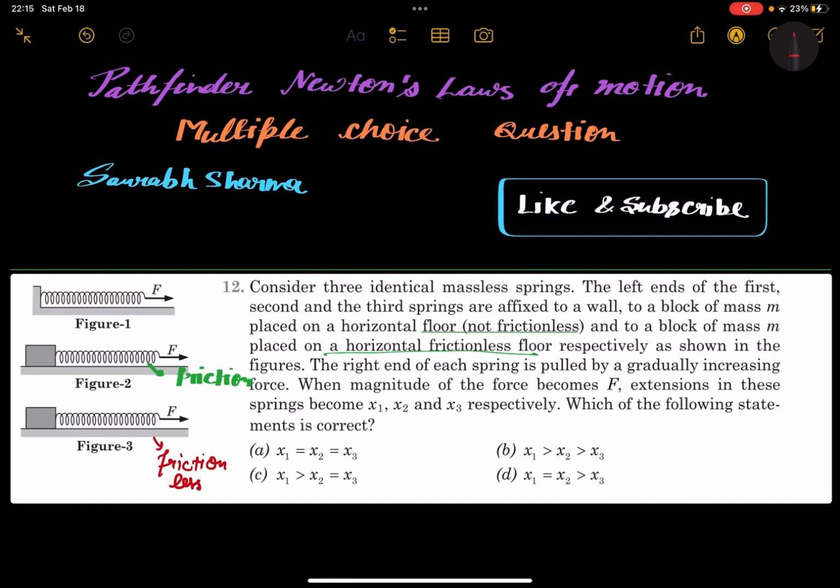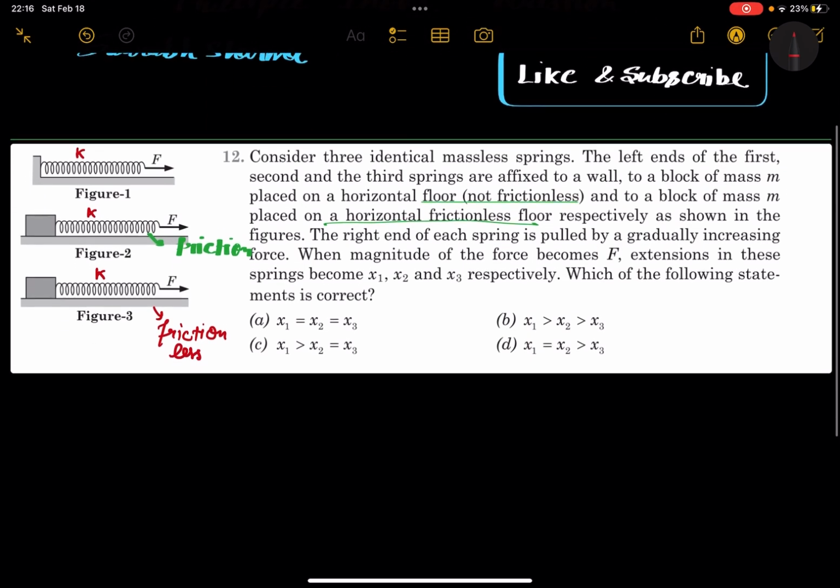I tell you one thing, my dear friend. Here three identical springs are connected, so the spring constants of these springs are the same, and this force gradually increases. So there is no stored energy. Only what is happening is, once you extend, an equilibrium position is obtained. Again you increase the force, again an equilibrium position is obtained. So I want to talk about figure number 1.